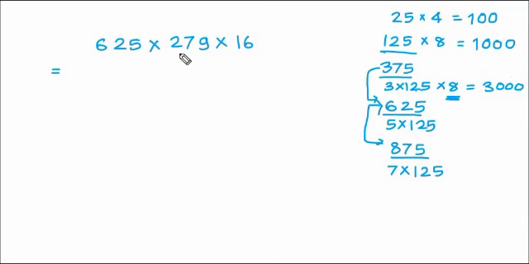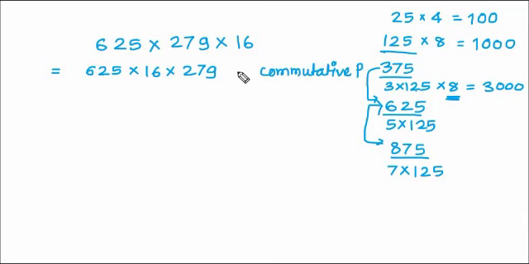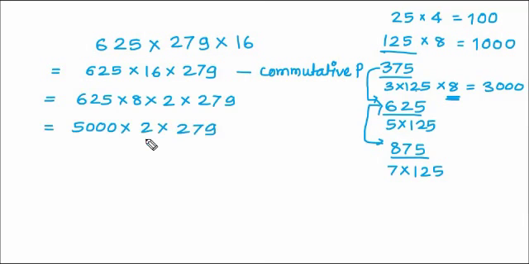The moment I see 625, I want to spot an 8. Where is 8? Is 8 here? No, I can't see 8 here. Is 8 there? Yes, there is an 8 in 16, because 16 is 8 multiplied by 2. So there is 8 in 16. First, I will bring the 16 close to 625. So that will be what I have used. I have used the commutative property. Then I am going to make this 8 into 2. So 625 into 8 into 2 into 279. And now 625 into 8, when I know 625 is 5 into 125, so it is 5000. 5000 into 2 is 10000, and 279 into 10000 is, we'll keep 279 as it is and add the number of zeros. 1, 2, 3, 4. So that is our answer.